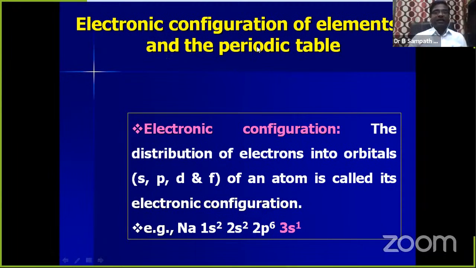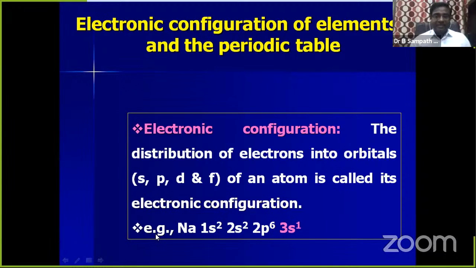What is the electronic configuration of elements on the periodic table? Already we know from 9th and 10th class that the electronic configuration is nothing but the distribution of electrons into orbitals. What are the orbitals? S, P, D, and F. So the distribution of electrons into the orbitals S, P, D, F of an atom is called its electronic configuration.